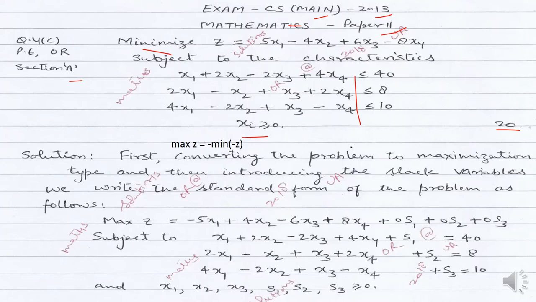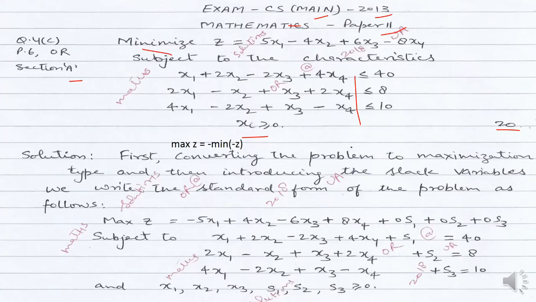The only difference is that when we check for the entering variable, in the Z row we check for the most negative element, but when we are doing minimization we will be checking for the most positive element in the Z row, and for the leaving variable the criteria will be the same.